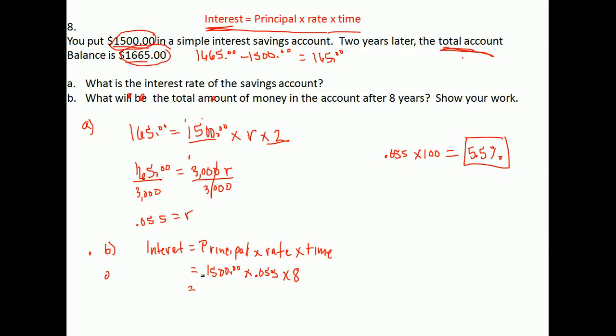So we multiply 1,500 times 0.055 times 8. That gives us $660 in interest. They want to know how much total will be in the account. Well, we started with $1,500. If we put it in for 8 years, we earn $660. We add those together, we'll have our total. So after 8 years at that interest rate, we will have $2,160.